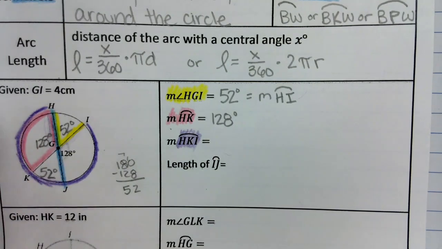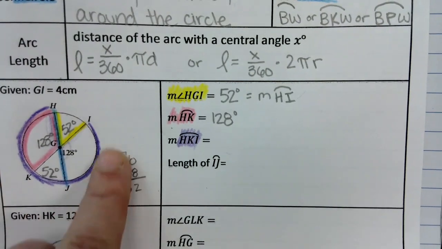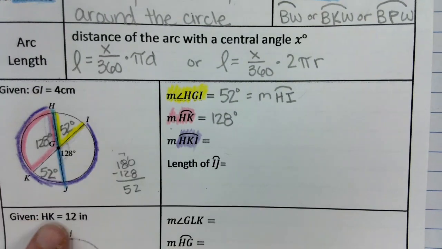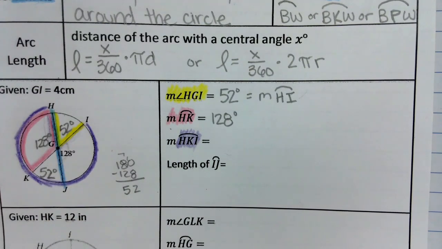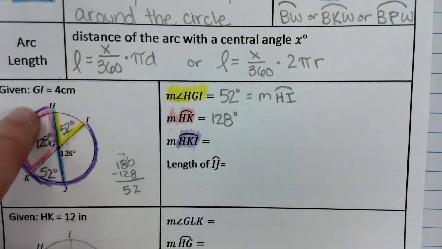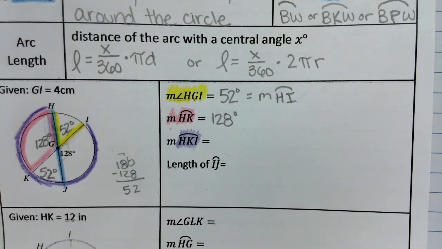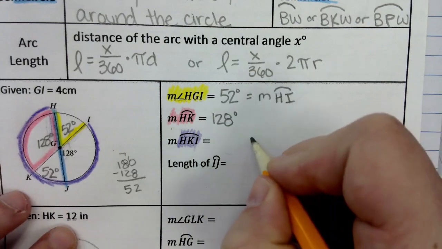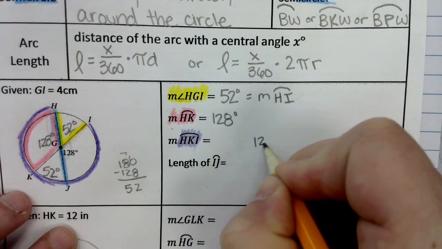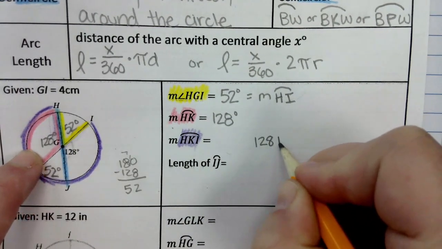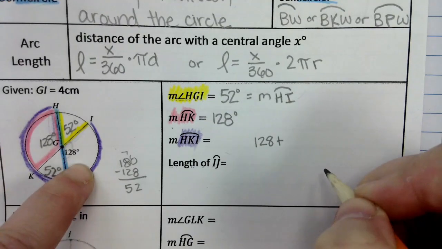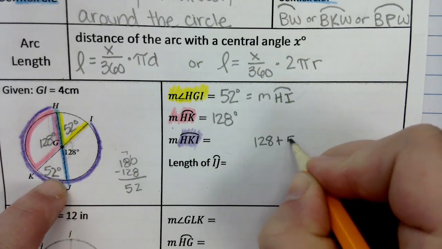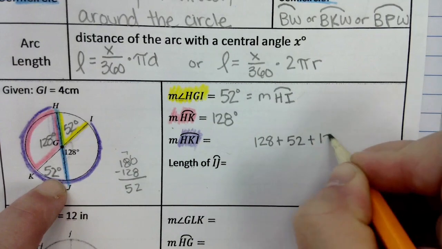I like to do it in order. If you did it that way, that's fine. I'm going to do 128 plus 52 plus 128. There's another way to do it, measurement. Yeah, 360 minus what? How come? Yeah, it stops at I.